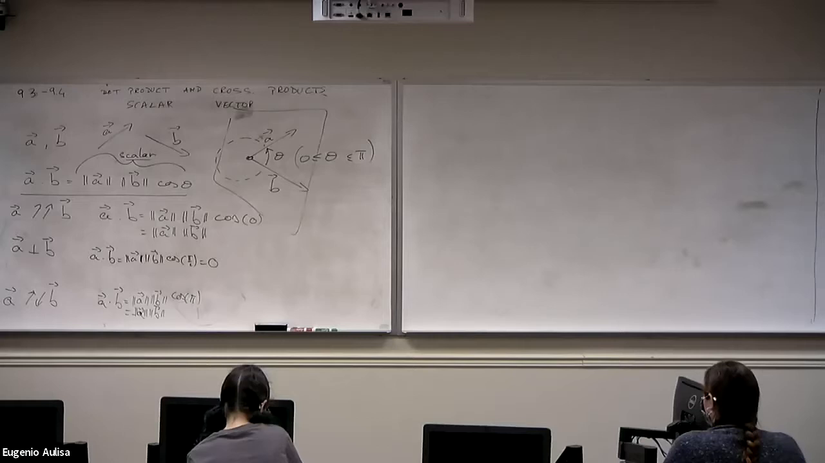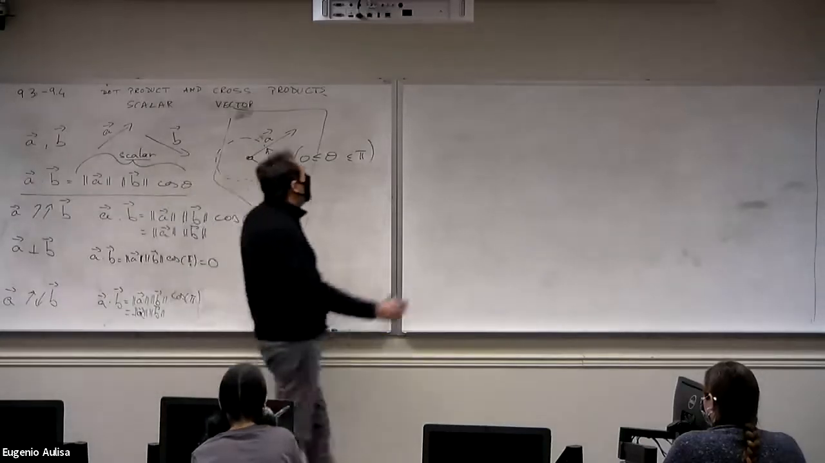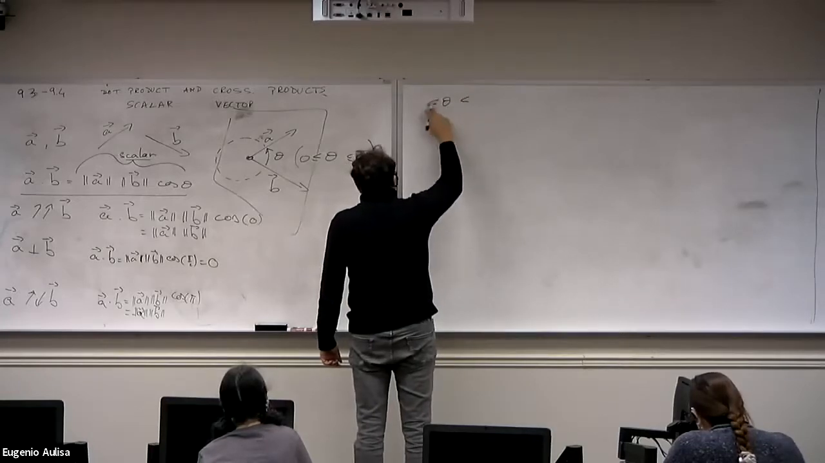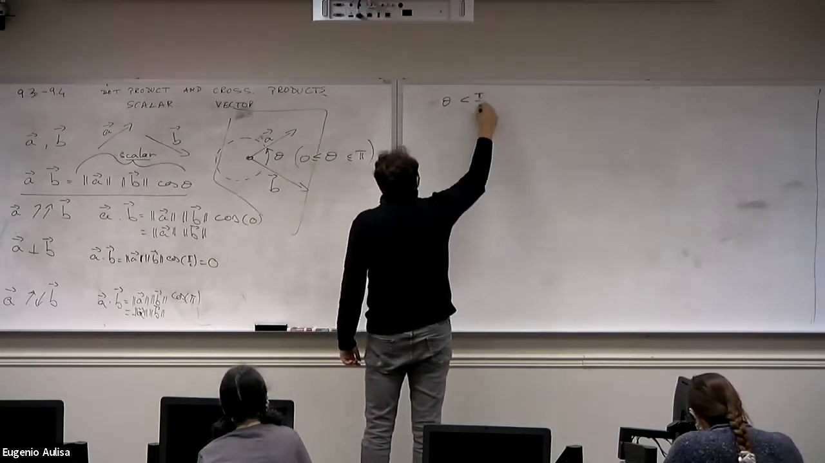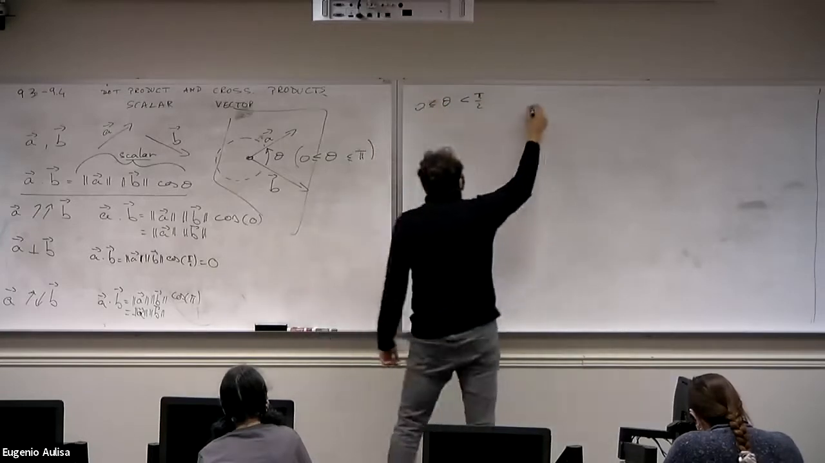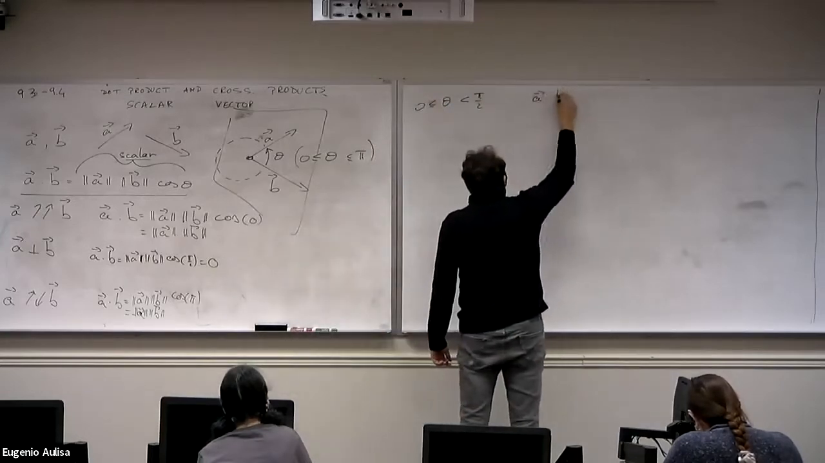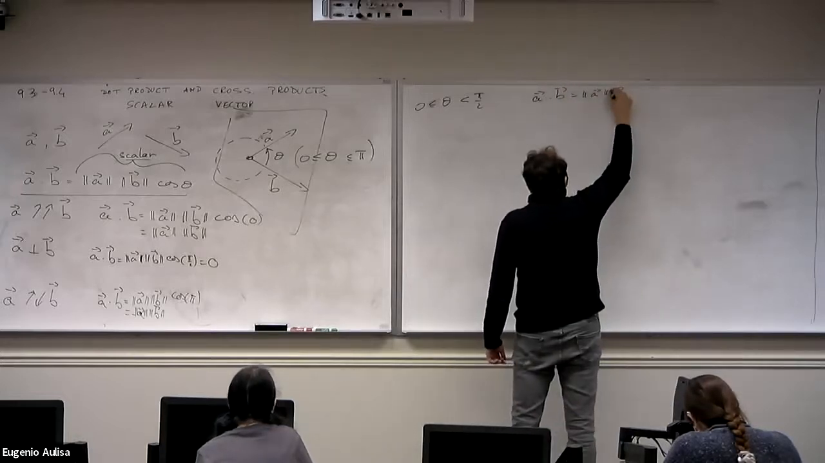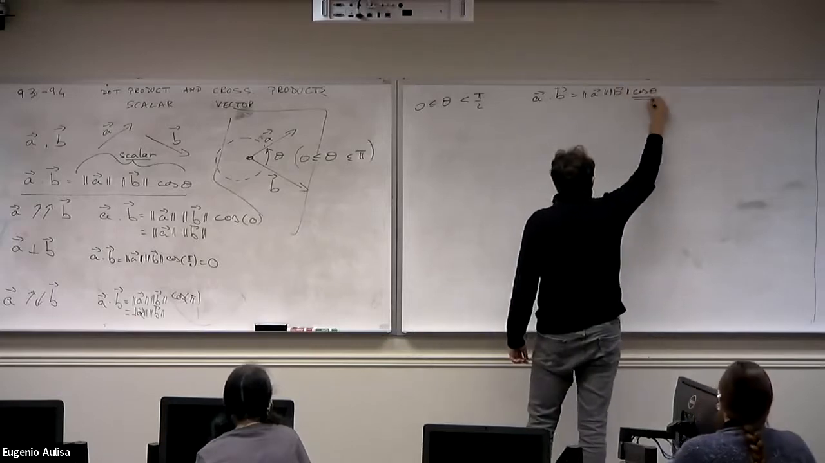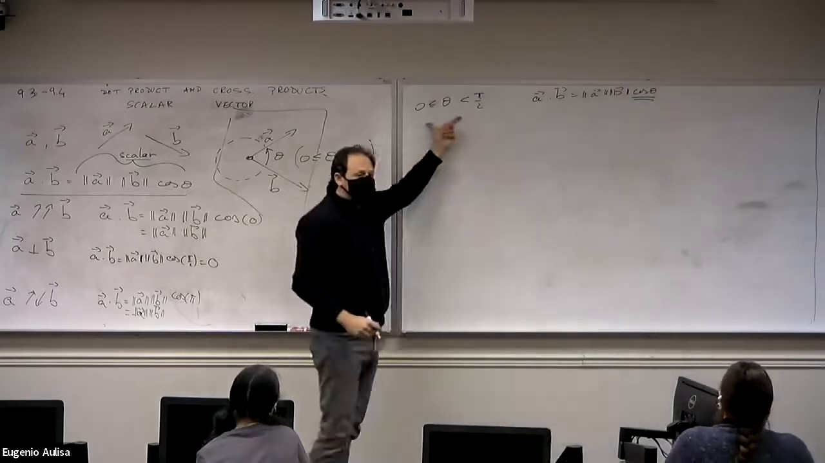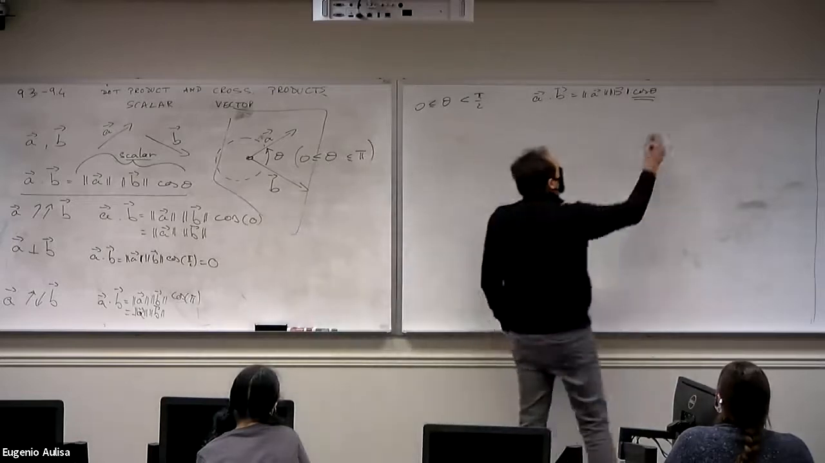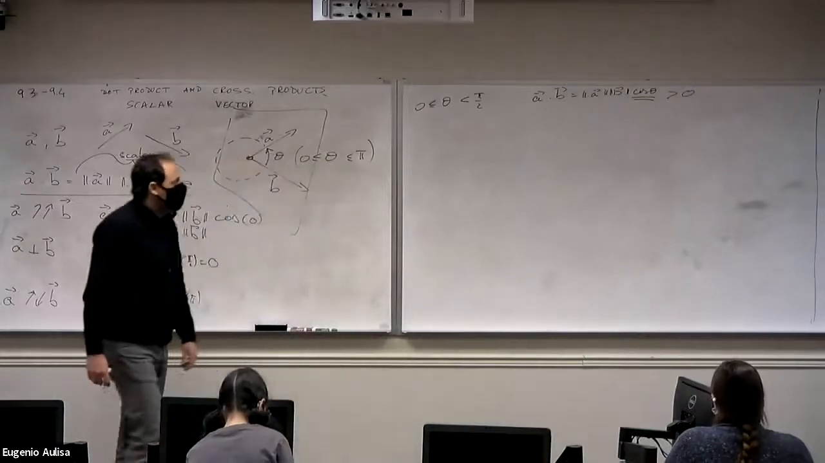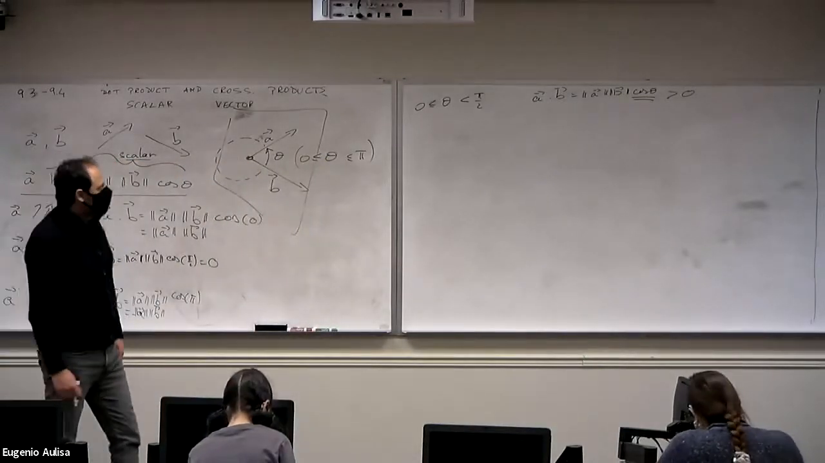Now, let me write it here. If theta is strictly less than pi over 2, A dot B is going to be the size of A times the size of B times cosine of theta, but in this range, the cosine is positive. So the dot product is going to be strictly greater than 0.